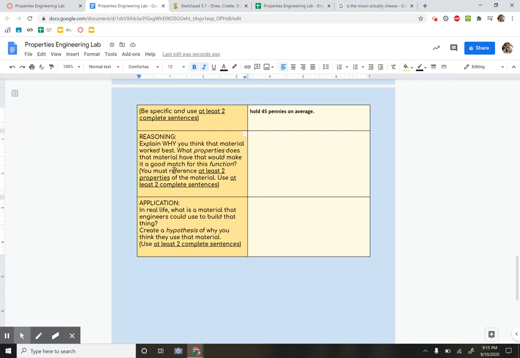Okay, and you have to talk about the function. The function is being a boat. In my example, yours might be a plane or a bridge. Okay, you need to reference at least two properties. So I can't say just because aluminum foil is waterproof. So I have to say, well, I think that aluminum foil is a good boat because it's waterproof.